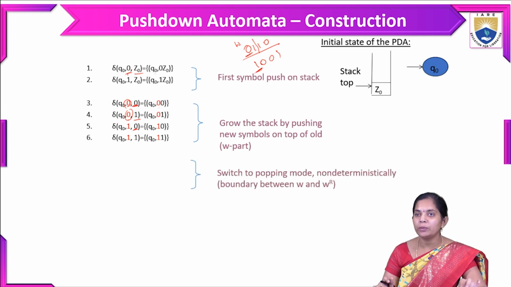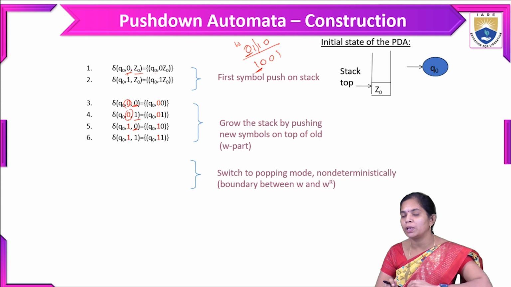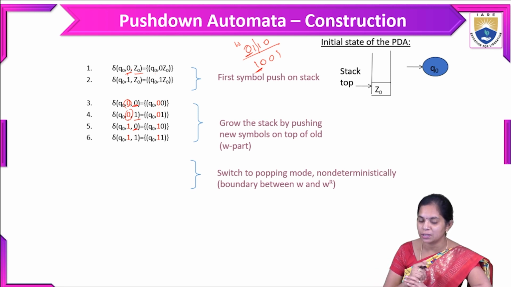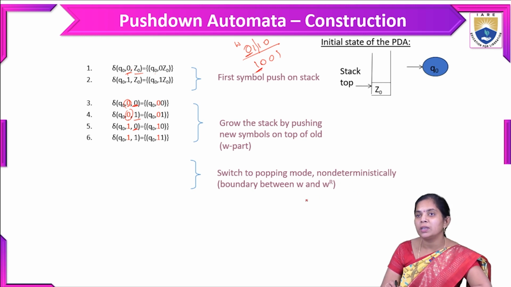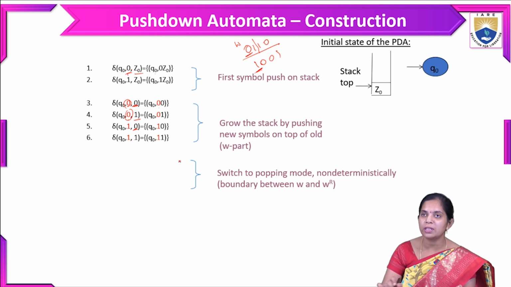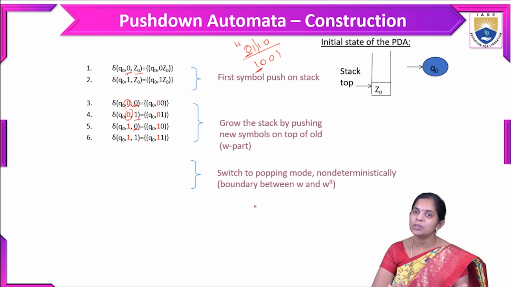And we have to divide this W and W reverse. Then only we will construct a pushdown automata. How to divide this and what type of separation we have to do. We have to perform a reverse kind of push and pop operations. So here we switch to pop mode non-deterministically. Till now we have pushed the stack symbol. Here we are pushing the input symbol into the stack, but now we have to switch to pop mode.